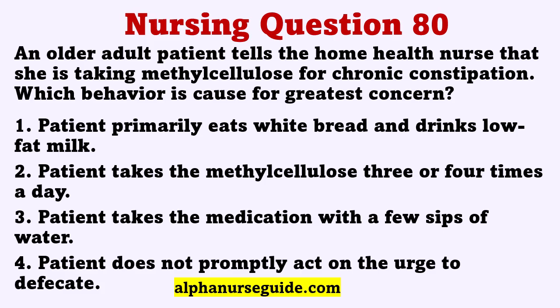The correct answer is 3. Patient takes the medication with a few sips of water. Rationale: methylcellulose can cause esophageal obstruction if taken with insufficient amounts of fluid. Intestinal obstruction is also a possibility if the passage is slowed or impeded. The patient should be reminded that 3 times a day is the acceptable dose range. High fiber and a prompt response to the urge to defecate should be encouraged to restore natural and normal bowel movements.